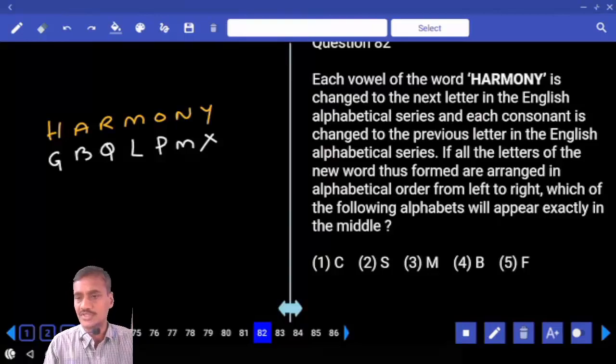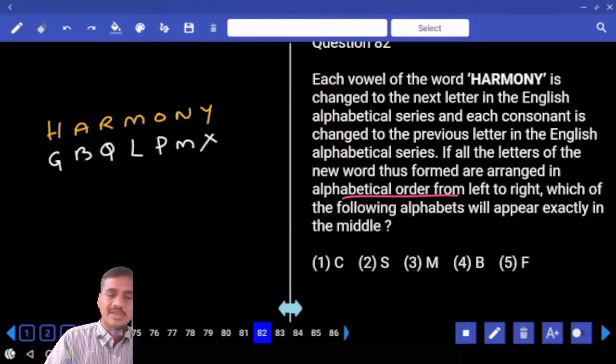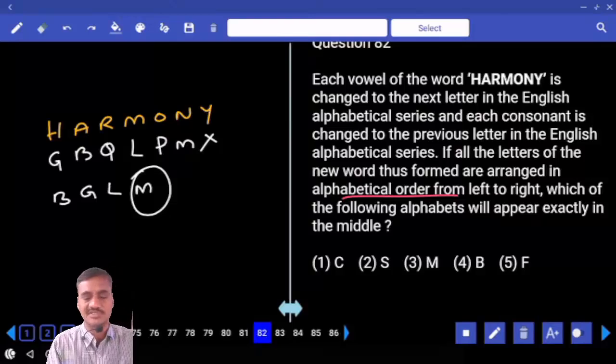And if all the letters of the new word thus formed are arranged in alphabetical order from left to right, which of the following will appear exactly in the middle? Now all the letters are arranged in alphabetical order, that is B, Z, and next L, M. Now the question is about exactly at the center. M is exactly at the center, choice 3, question number 82.